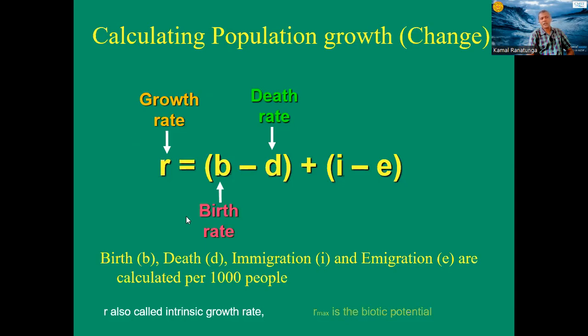So the population growth rate, how the population changes in a given period of time, we can call it the growth rate. I have put R here just to say the rate of growth, and that is determined by the number of births, the birth rate, minus the death rate. What is the rate?